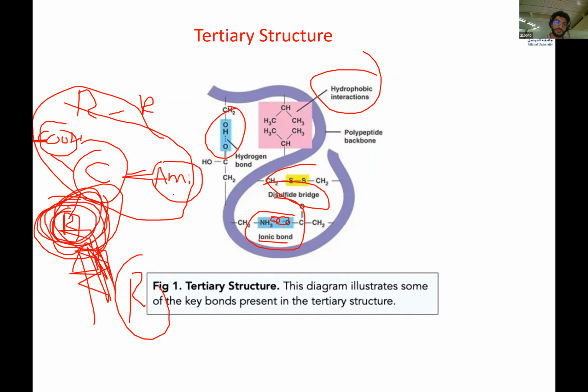There are 4 different types of interaction depending on how the R chain looks. It could be a hydrogen bond, it could be an ionic bond, it could be a disulfide bridge, or it could be a hydrophobic interaction. It just depends on what the amino acid is.